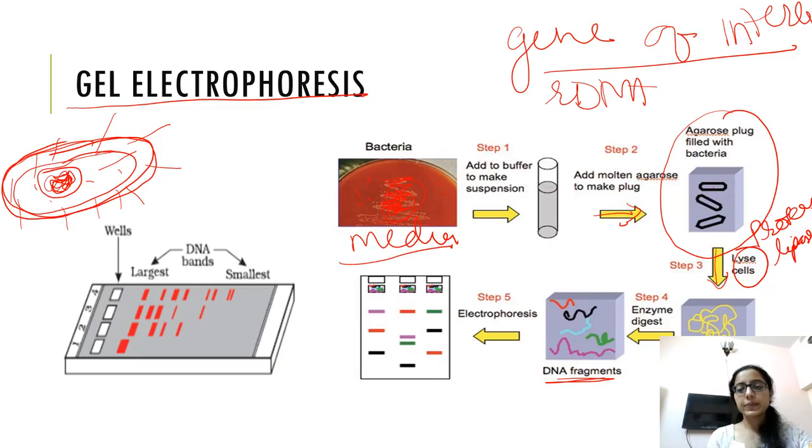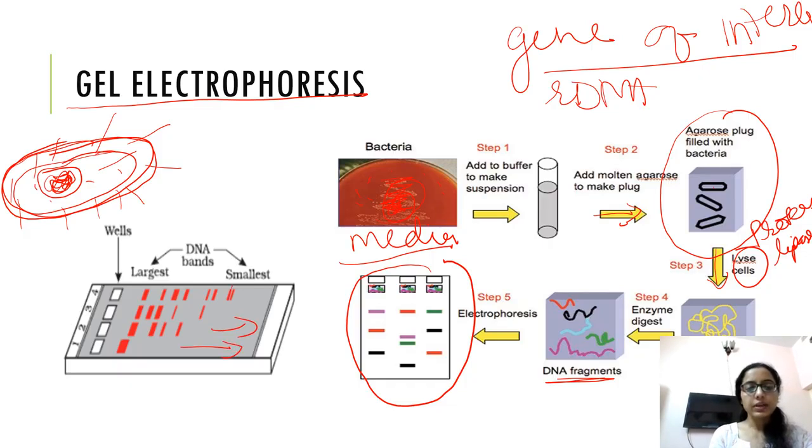Now we get the DNA, and then this DNA is entered into gel electrophoresis. DNA is negatively charged, so it will move toward the positive charge, and that is how the small DNA fragments and the large DNA fragments will be separated, and the DNA is manually collected from this gel electrophoresis, and then the DNA is isolated.